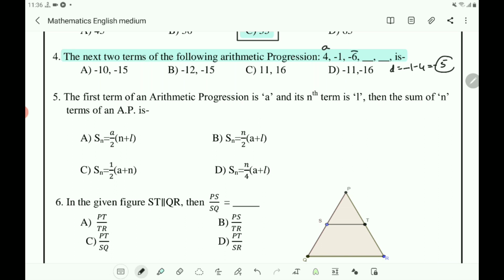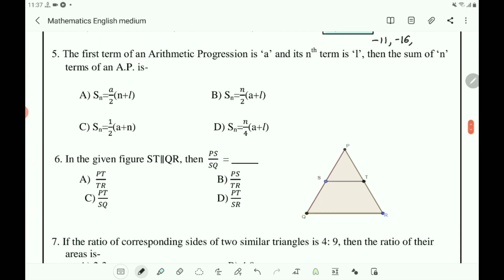If you add minus 5 to minus 6, you will get minus 11. Again, by adding minus 5 to minus 11, you will get minus 16. So which are the next two terms? Minus 11 and minus 16. So option D is the answer. Note down the answer, option D.